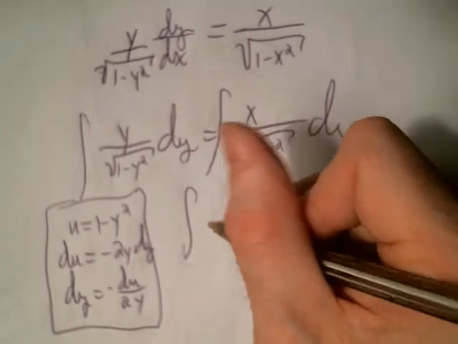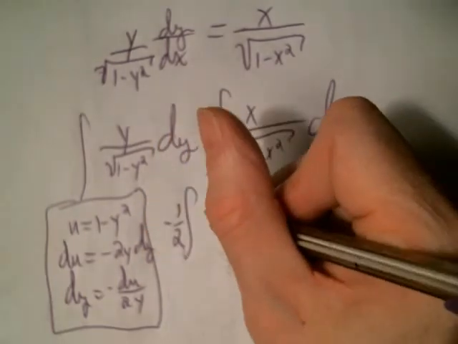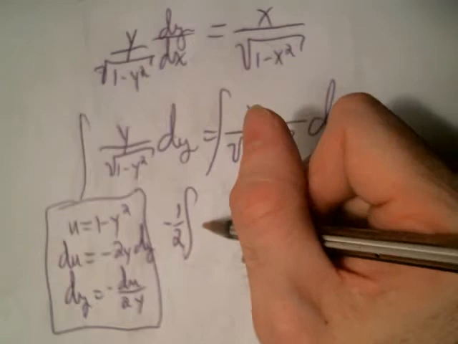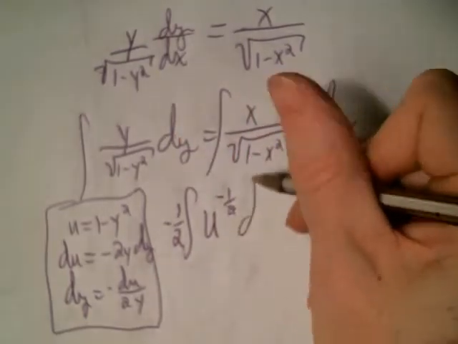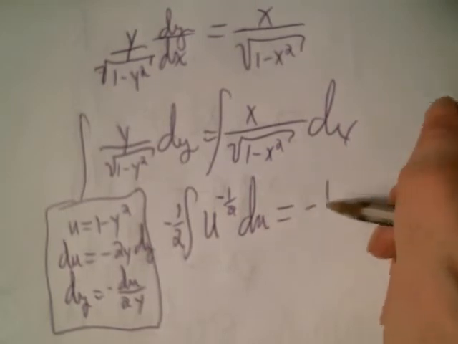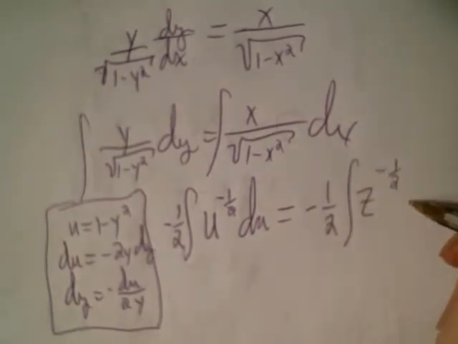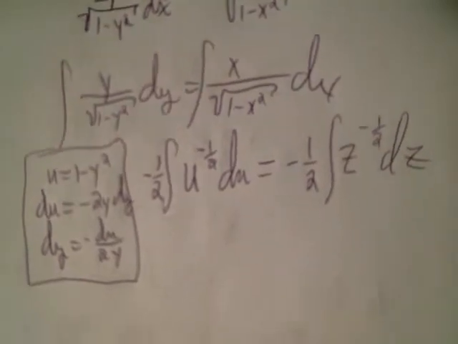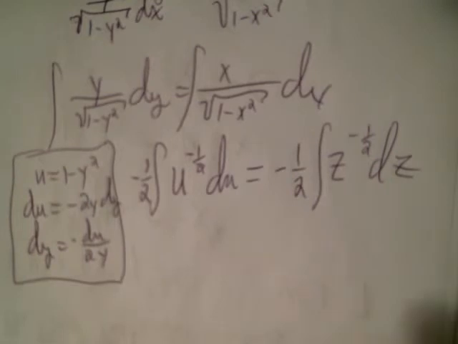So on this side, I'll have ultimately negative 1 half times 1 over u to the 1 half, which should just be u to the negative 1 half du. Let's use a different variable on this side: negative 1 half z to the negative 1 half dz. You can multiply both sides by negative 2. That'll get rid of that issue.